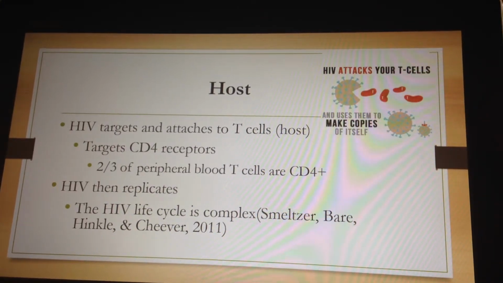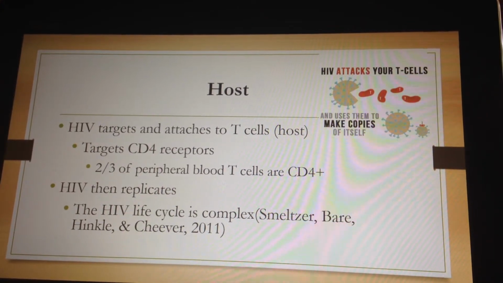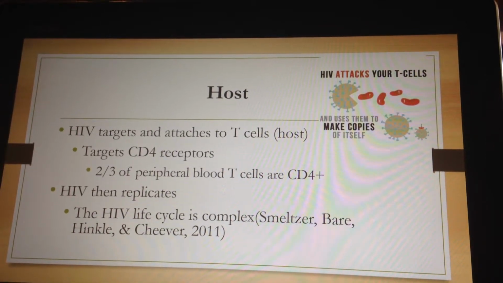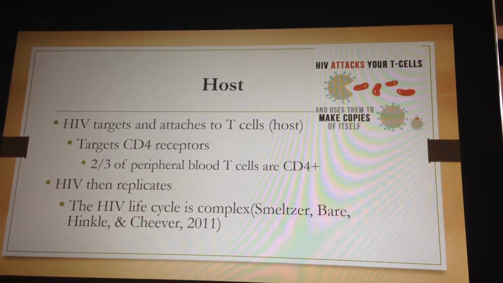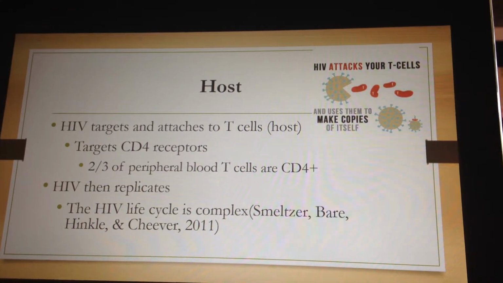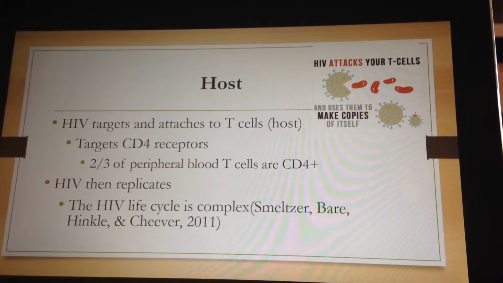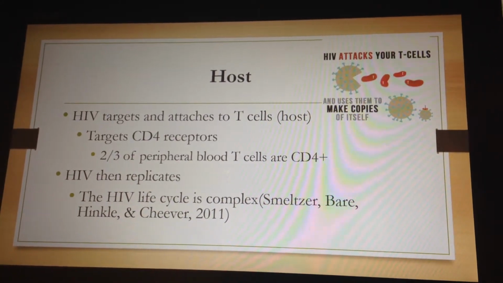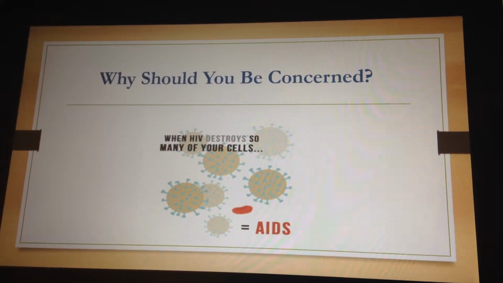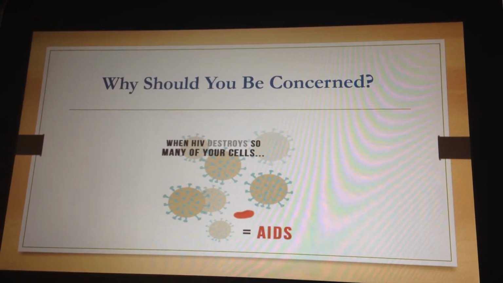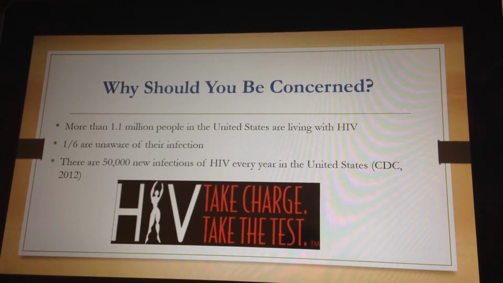Host. HIV targets and attaches to T cells, specifically the CD4 receptors. Two-thirds of the peripheral blood T cells are CD4 cells. HIV then replicates. The HIV life cycle is complex. Why should you be concerned? When HIV destroys so many of your cells, you develop AIDS.